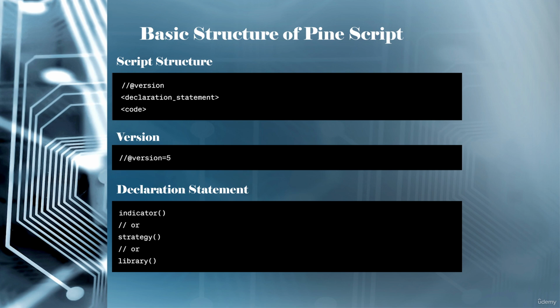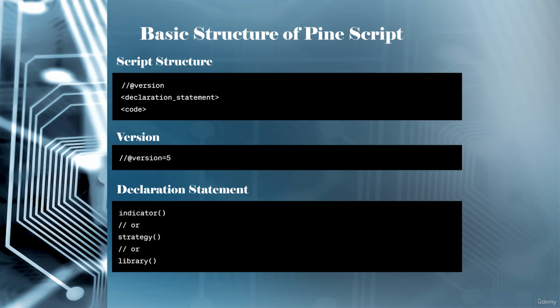Next, let's review the declaration statement. What is it? All Pine Scripts must include a declaration statement defining the script's type and key properties. Types include indicator, strategy, or library, each with specific requirements and functionalities. So, to set the type of script, you specify either indicator or strategy or library.